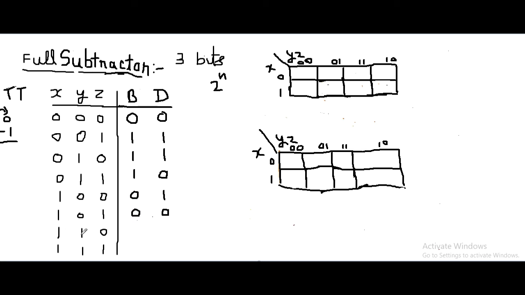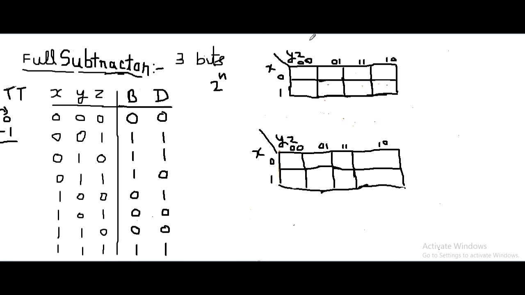Here 1 minus 1 is 0 and 0 minus 0 is 0, so the difference is 0 and the borrow will be 0. But in the case when x is 1 and y is 1 and z is 1, x minus y, 1 minus 1, will be 0, and then 0 minus 1. So this is the case of 0 minus 1 again: the difference will be 1, but we need to take the borrow, so the borrow will be 1. So the borrow and the difference will be 1.